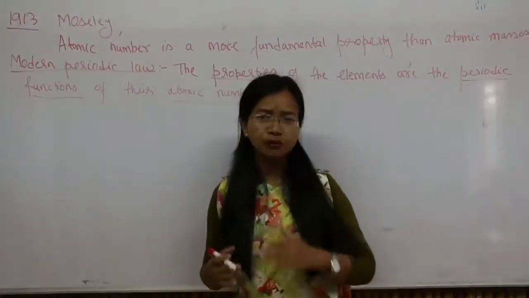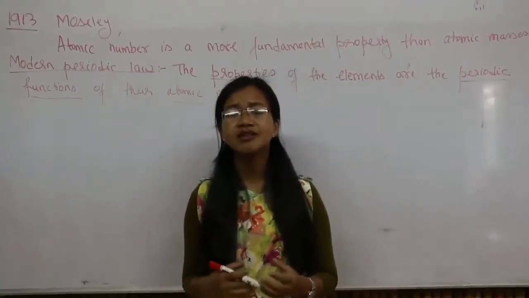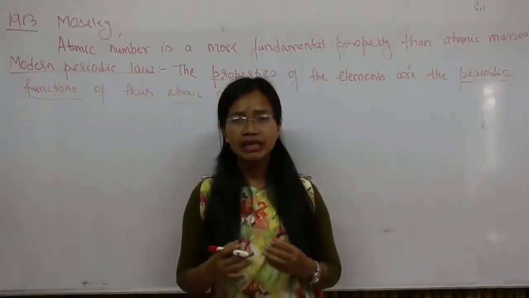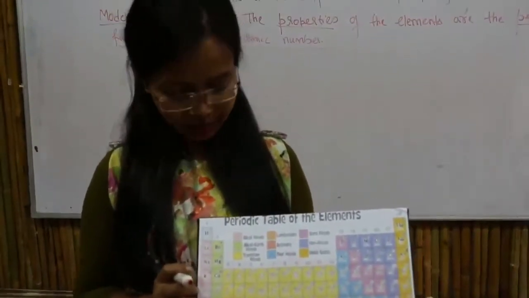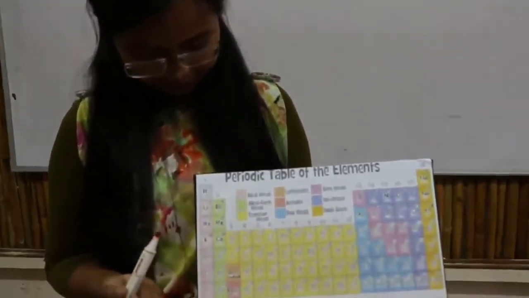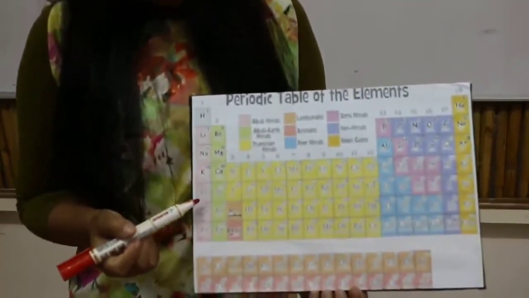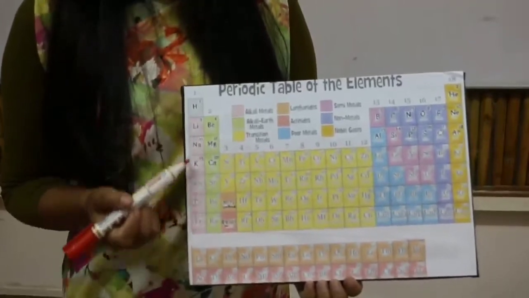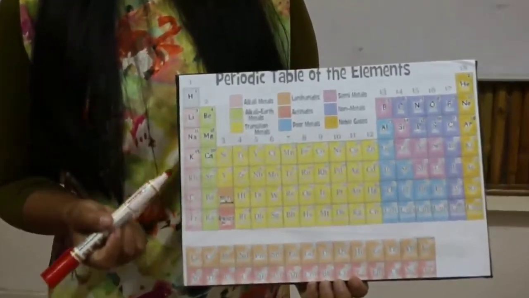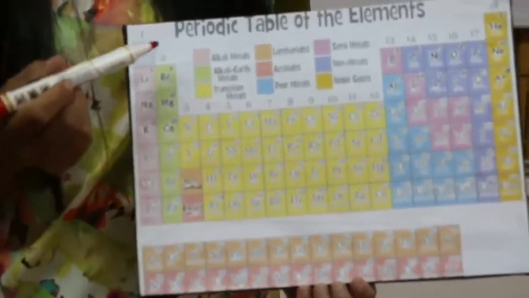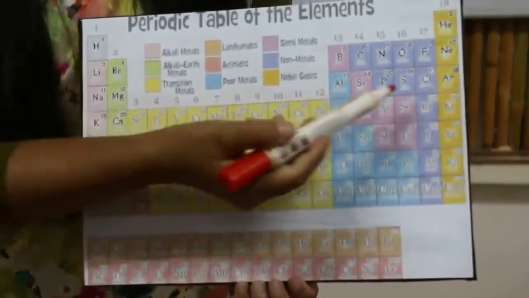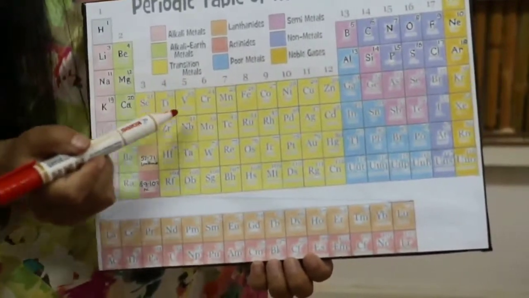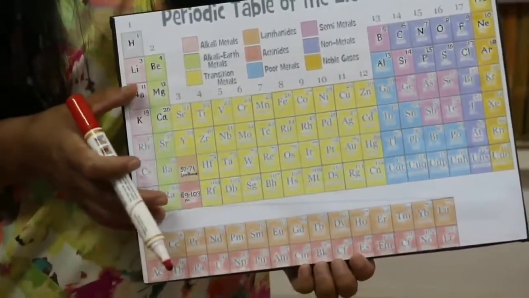Alright, so now let us concentrate more on the periodic table. So this is the modern periodic table. Here we have the number of rows 1, 2, 3, 4, 5, 6, 7. These 7 rows, they are called periods. And we have the groups, the columns. We have 18 columns, and these columns are called groups.